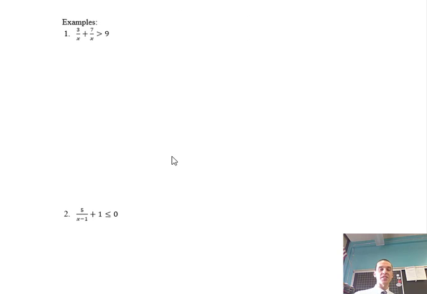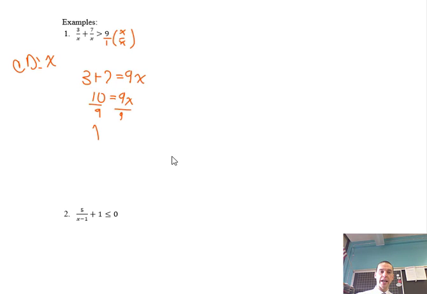So let's look at some examples. Our common denominator in this case, we have x and a 1. Well, common denominator better be an x. So I'm going to multiply this by x over x. Now that all the denominators are the same, we can set the numerators equal. 3 plus 7 equals 9 times x. So we got 10 equals 9x, divided by 9, divided by 9, we're going to get x to equal 10 over 9. This is open.